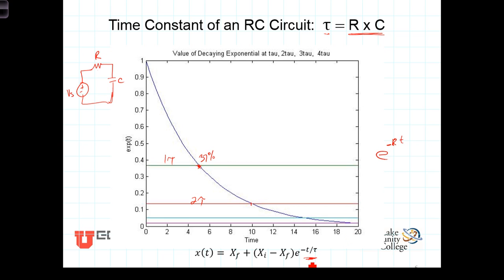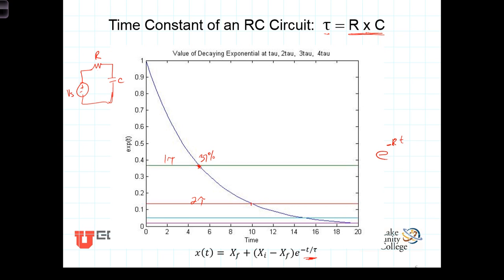Now, this exponential function theoretically never goes to 0. It approaches the time axis asymptotically. But generally speaking, we'll say that after 4 tau or 5 tau, it's close enough to 0 that we don't worry about any residual charge on it. So to recap that then, tau becomes a measure of how quickly things change.